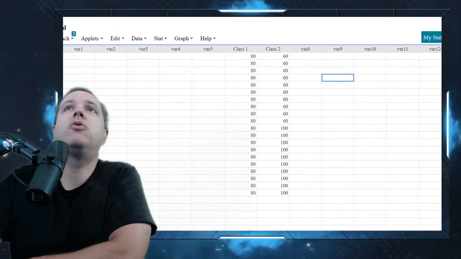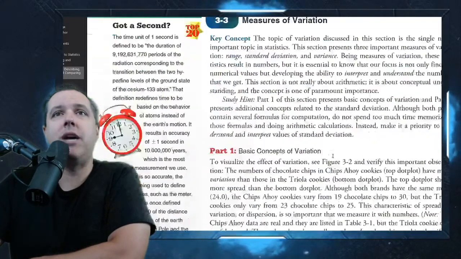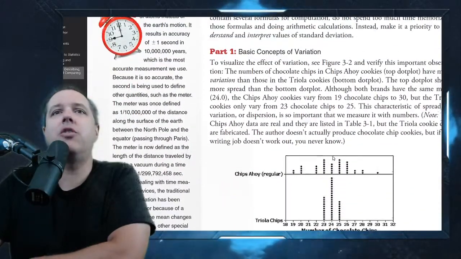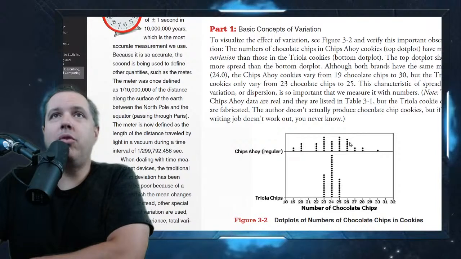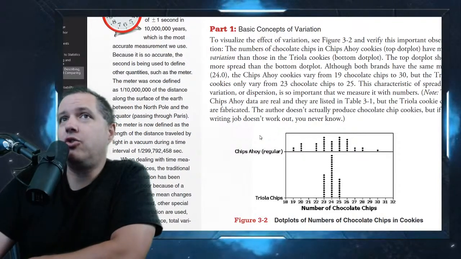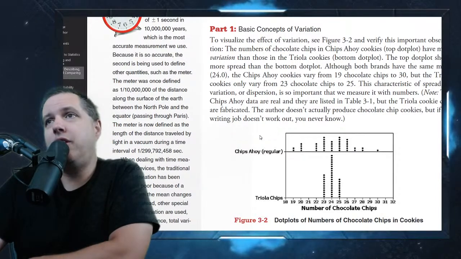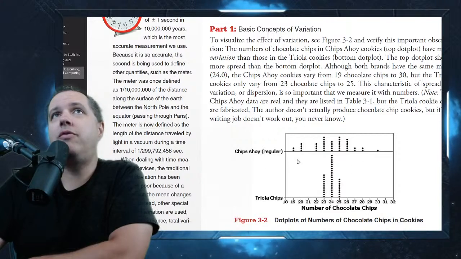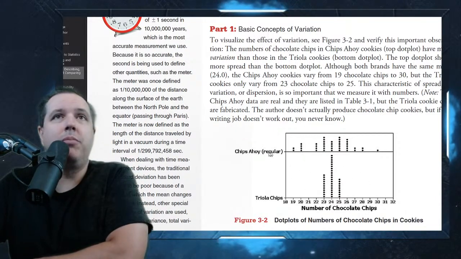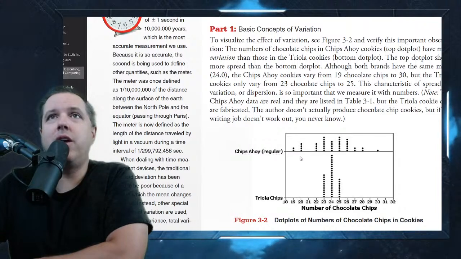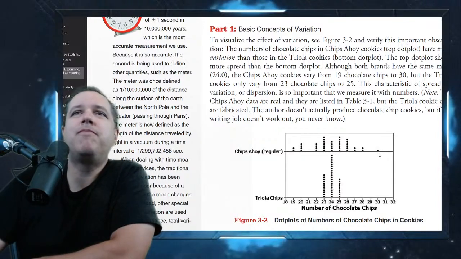Okay, so let's go to the book here. Let's look at some actual definitions. Or let's look at another one first before we get into it. Here's another reason why it might be important. Imagine you're either the consumer, or the producer of some cookies. They look at the number of chocolate chips. Apparently if you look at Chips Ahoy, the regular brand, there's a big variation in the number of chocolate chips that can occur per cookie.